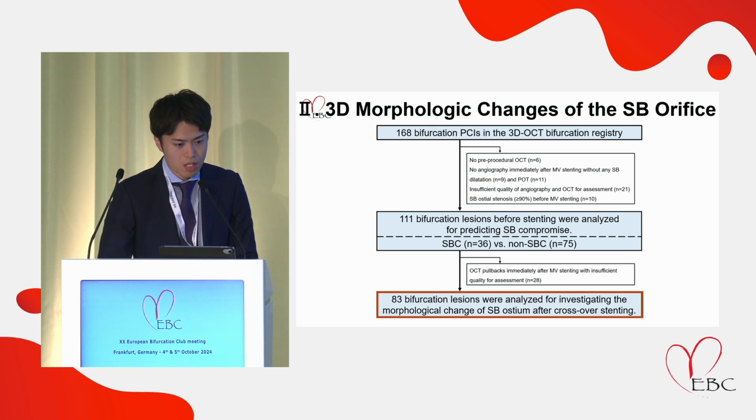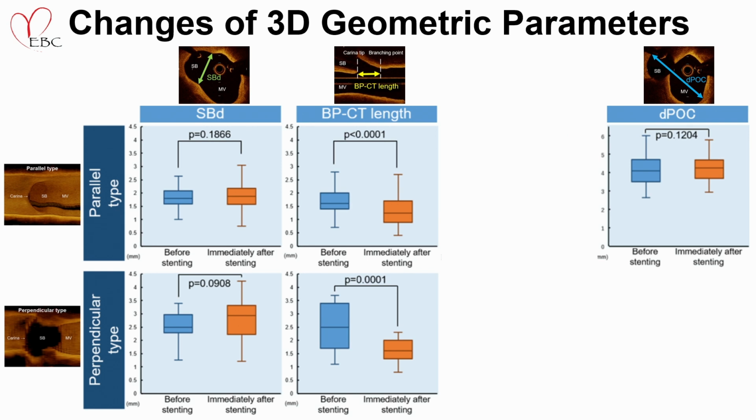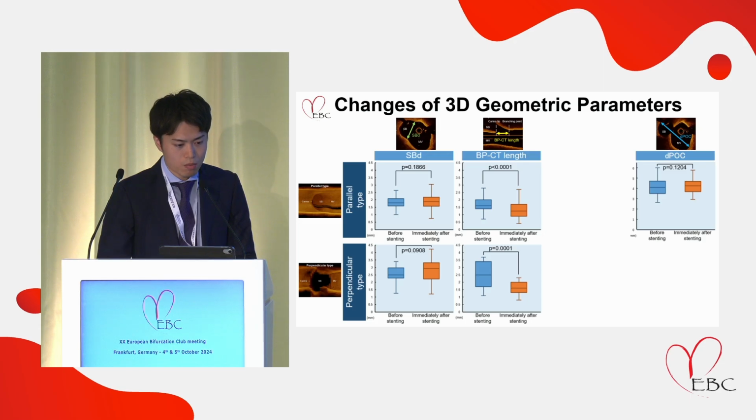Next, we investigated 3D morphologic changes of the side branch orifice. 83 bifurcation regions were analyzed. This figure illustrates changes of 3D geometric parameters before and after stenting for two bifurcation types.